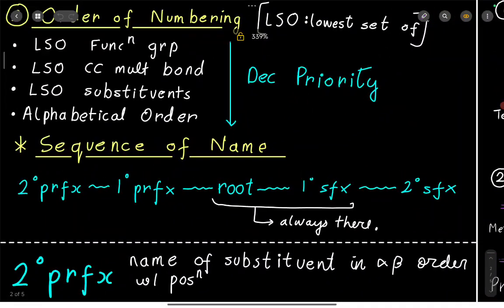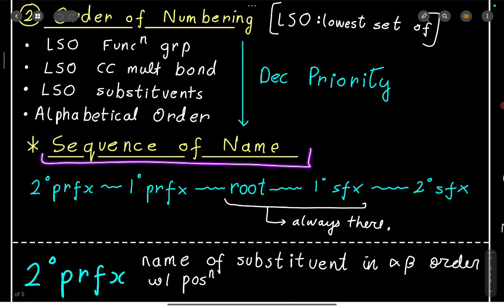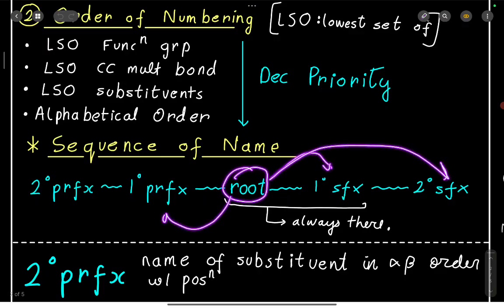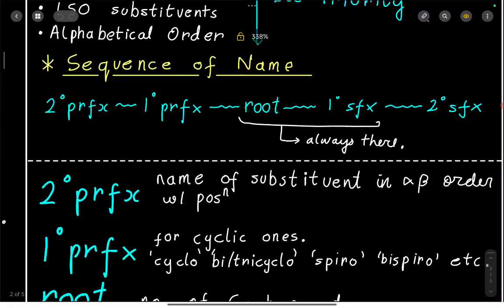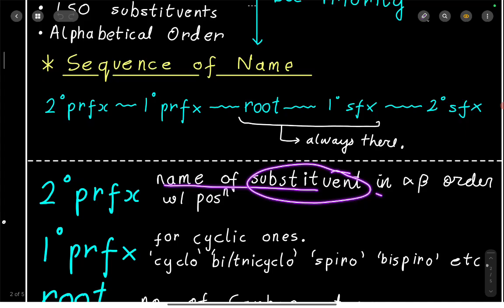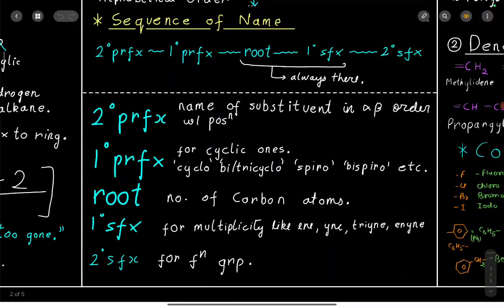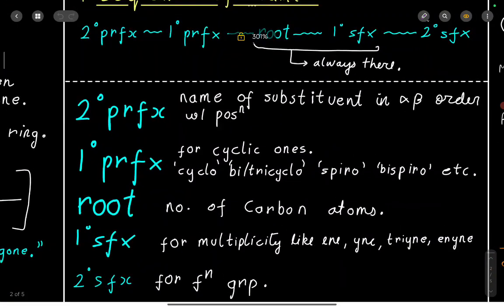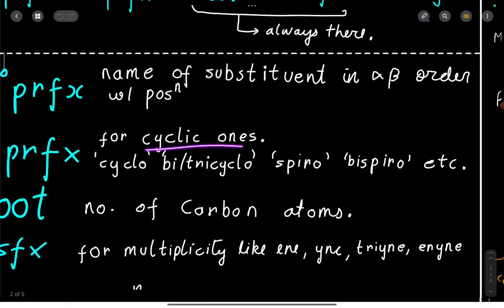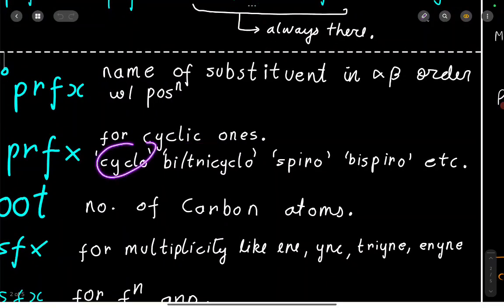And now we will start actually naming the compound. This is the sequence of a name, how a basic organic name looks. There is going to be a root word, there will be two suffixes, and there will be two prefixes. The 2-degree prefix will be the names of substituents in alphabetical order with their positions. We will see how this works. The 1-degree prefix is not that important, it is only used for cyclic compounds, and the basic 1-degree prefixes are cyclo, bi or tricyclo, spiro, and bispiro.